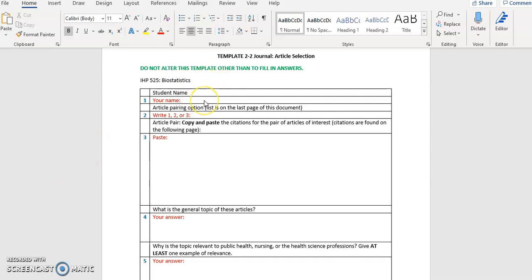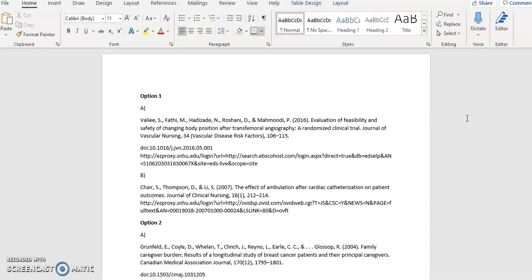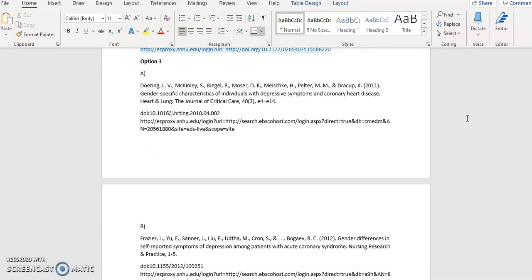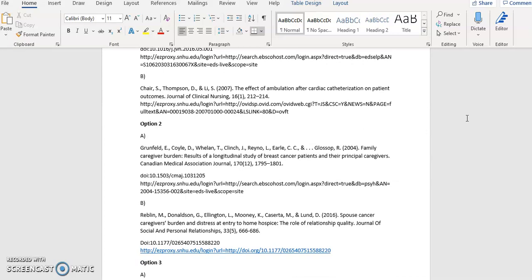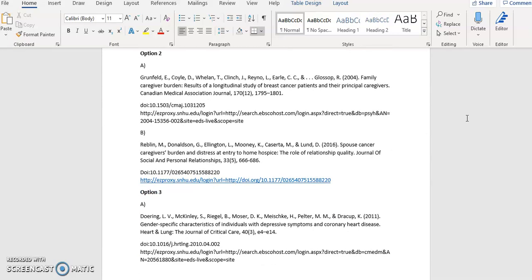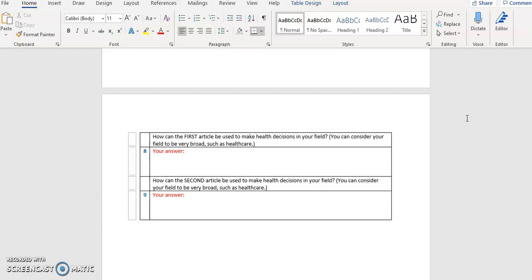So you can see the first thing you're going to put is your name. I'm going to put a fake name here, Sarah Jones. Now your article pairing option, the idea here is you're going to pick a pair of articles, and if you scroll down to the end of the document, you have your options, option 1, option 2, option 3. You read the titles, you find what one resonates with you, what pair sounds interesting to you. It doesn't matter which one you pick. I think students tend to pick something that just resonates with their personal situation. I haven't found that one set is harder than the other.